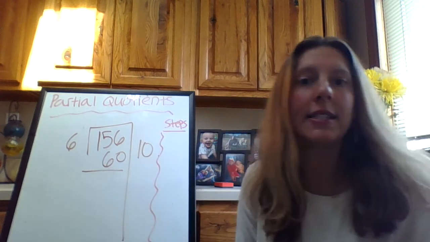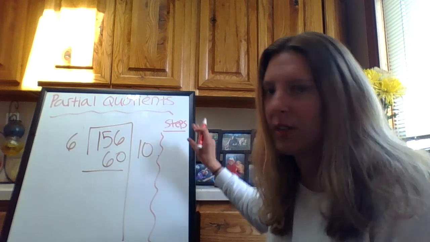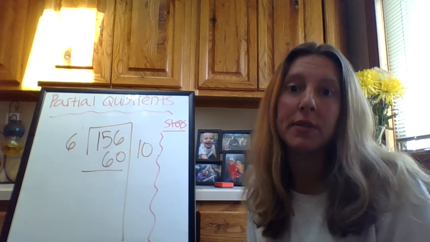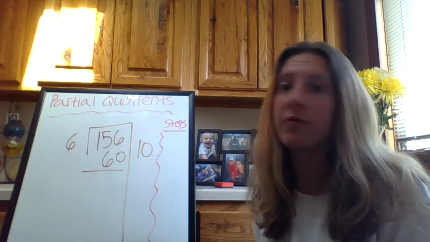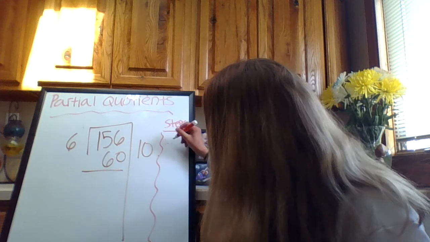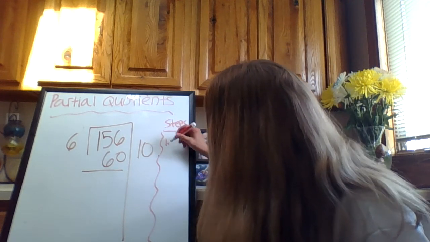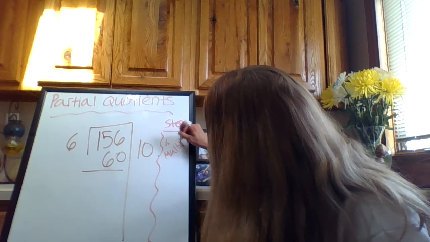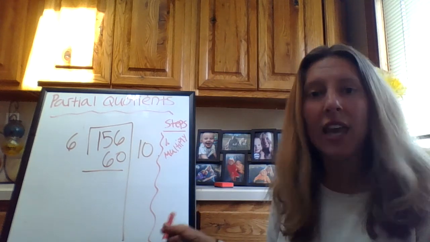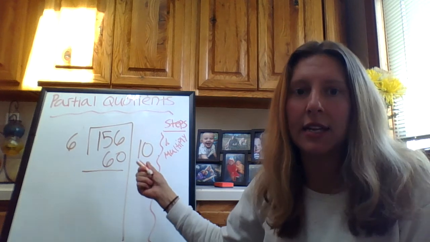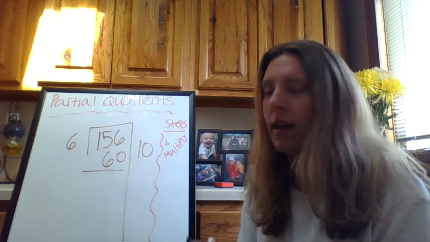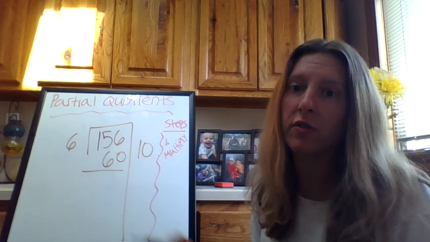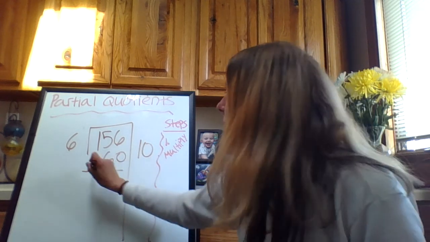To show my steps. And I used a different color so you can see that what I'm writing here on the side will just be the steps that I'm following to get my answer. So the first step is to multiply. And in this case, I'm going to multiply 10 times 6 to get 60. And then our second step, after we write 60 under 156, is to subtract.